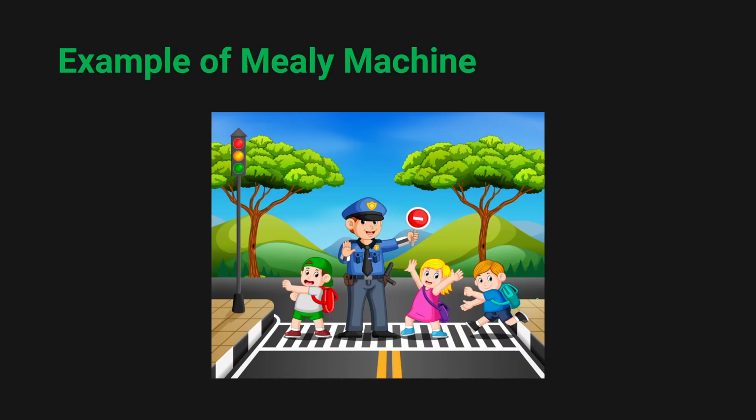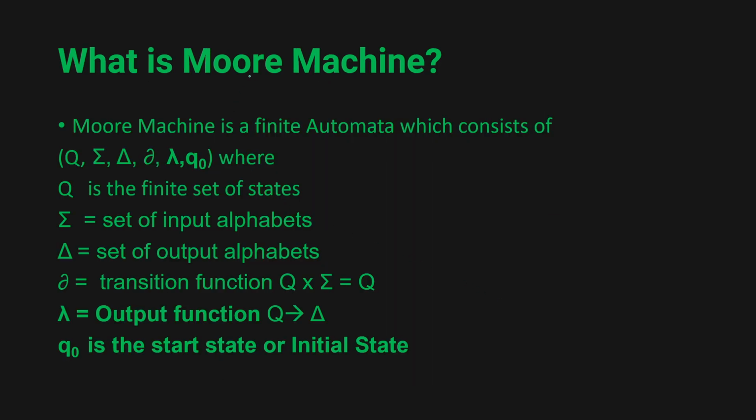Or for example, there are some school children who want to cross the road, then he's going to stop the traffic on this side so that the children can cross. So depending on the input and what current state it is, the output alphabet is changed. Now, what is Moore machine?